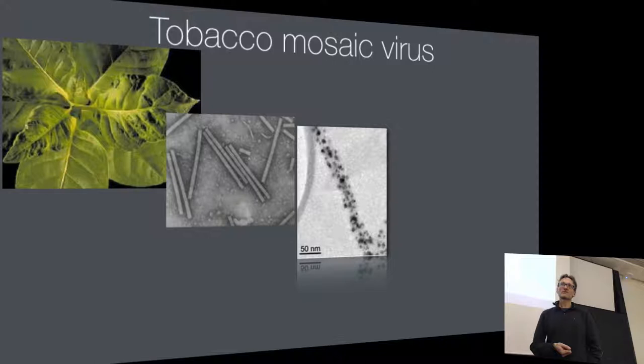Yes, but the RNA has to code for something, right? So what does the virus have to code for? What proteins does the virus have to produce? Yes. So the RNA only codes for its coat protein. It only codes for itself.